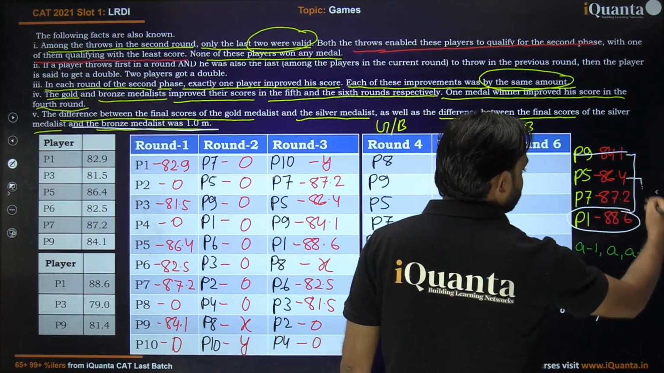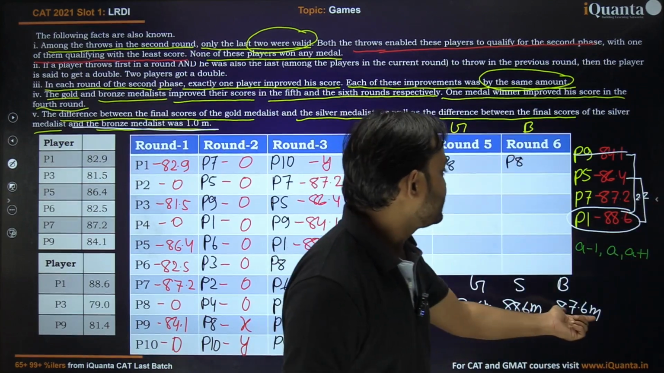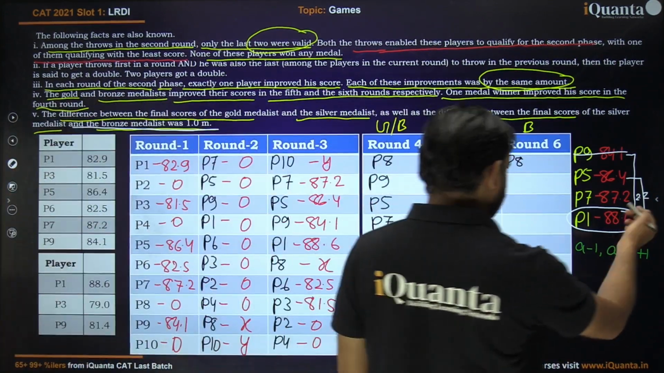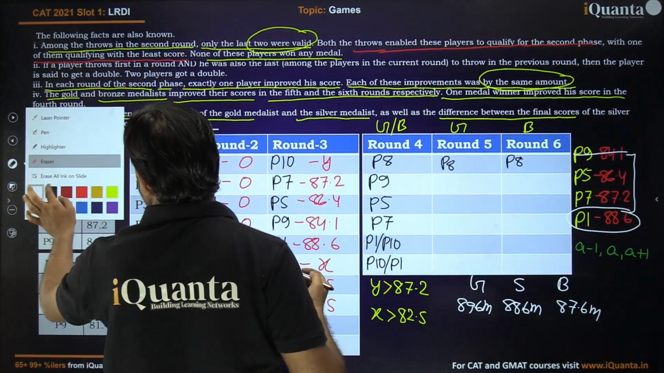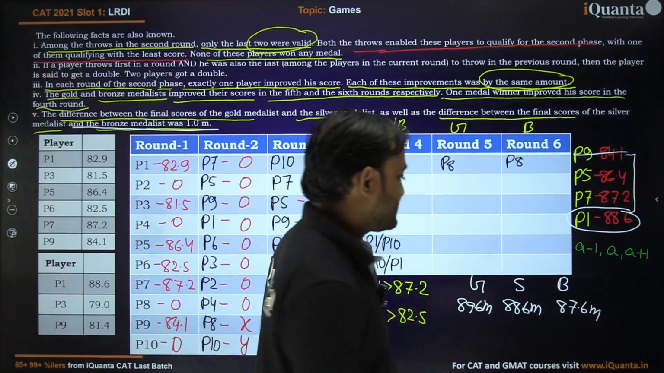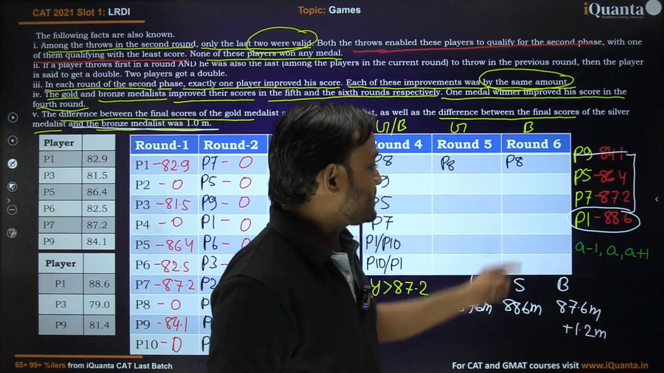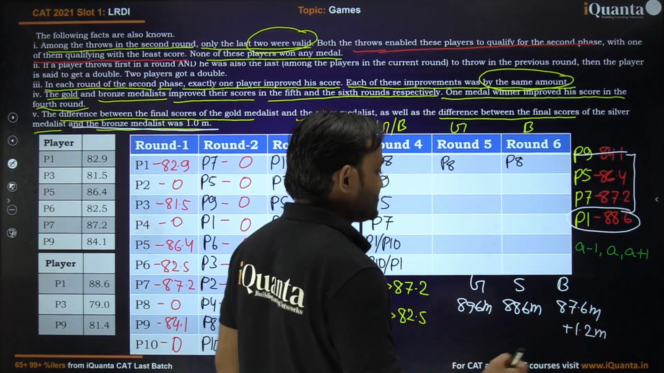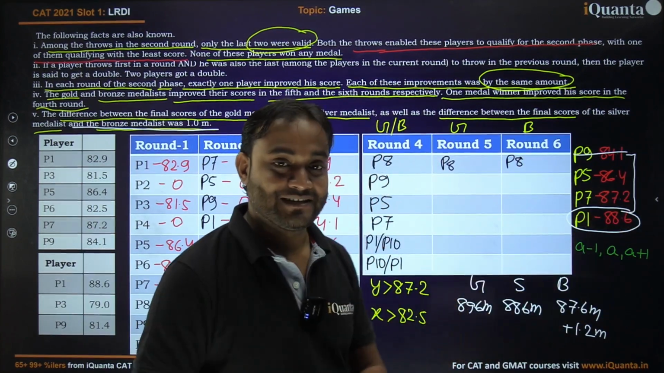If P5 improves by 1.2, he will reach 87.6, which is what we need. So he needs to improve by only 1.2 to get 87.6. So the improvement is 1.2 in the case of the bronze medalist. In the case of the gold medalist, it must be 1.2 plus 1.2, 2.4 meters. Let's try to add this: 87.2 plus 2.4 is 89.6, right?